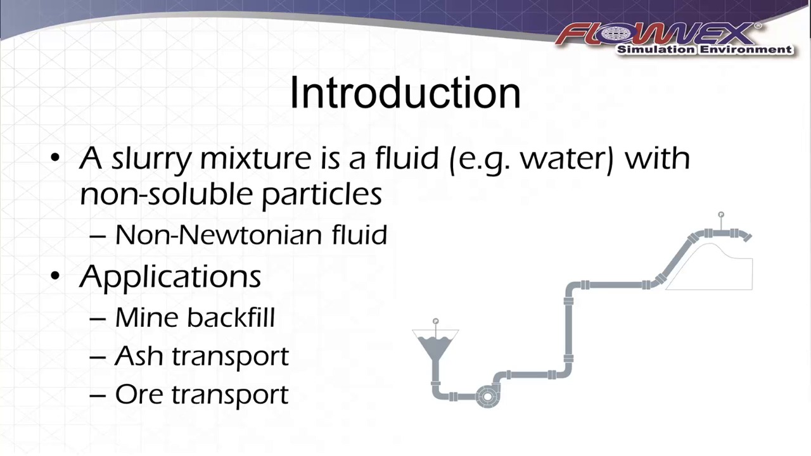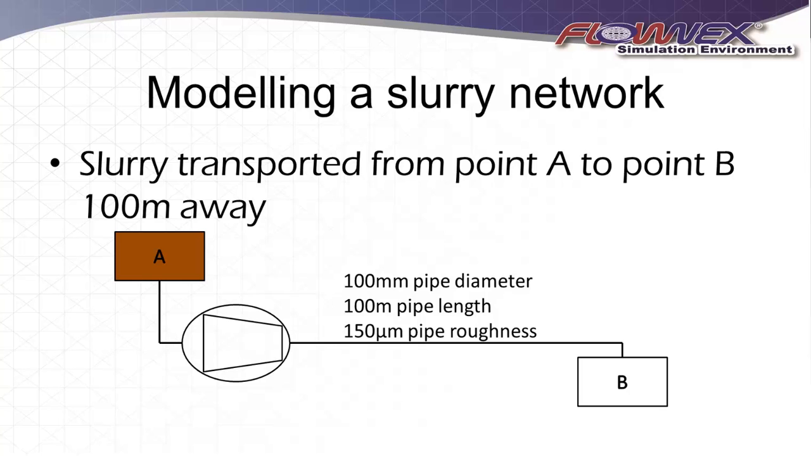This fluid will also have a non-Newtonian behavior. Typical applications where slurry modeling will be useful is in the design and maintenance of backfill, ash transport and/or transport systems. To demonstrate how to set up a slurry network, we will model a pipe network where a slurry mixture is to be pumped in a pipeline with a diameter of 100 mm and a length of 100 meters.